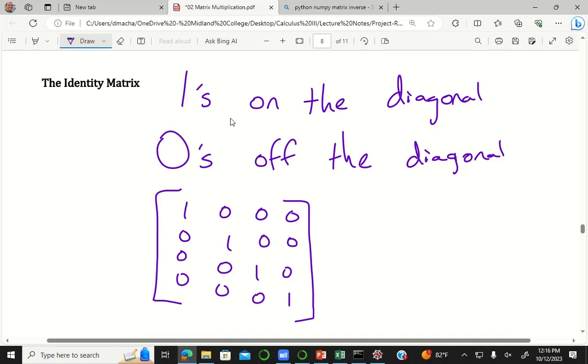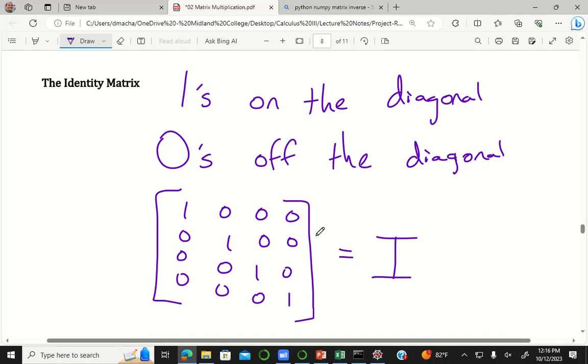So there's a 3 by 3 identity matrix, a 4 by 4, a 2 by 2, a 5 by 5, you know. Identity matrices have to be square, but other than that, they can show up in any size. We also have a notation for this. We call it capital I for identity.